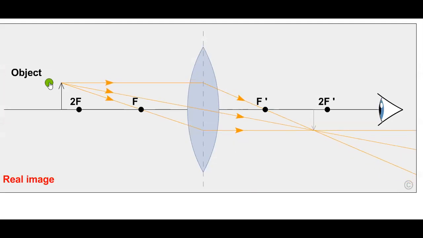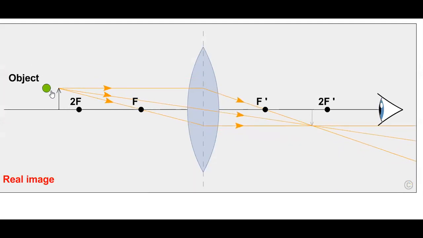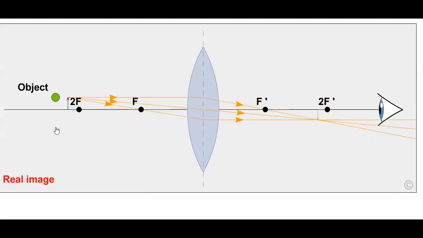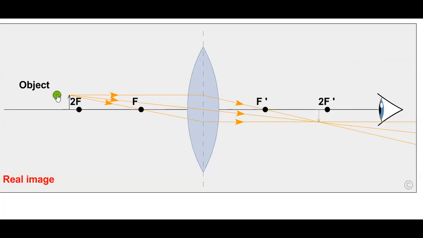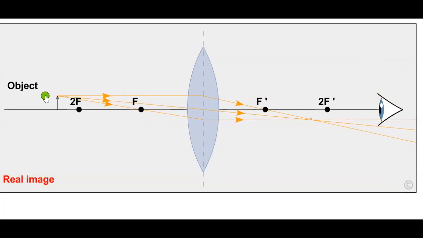Before I get into case 2, I'm going to point out that if this is my object, I can make it slightly bigger, I can make it slightly smaller, I can invert it if I want. If I move my object further away from the lens, my image is going to get closer and closer. So the image is on this side. The image is going to get closer and closer to the principal focus.